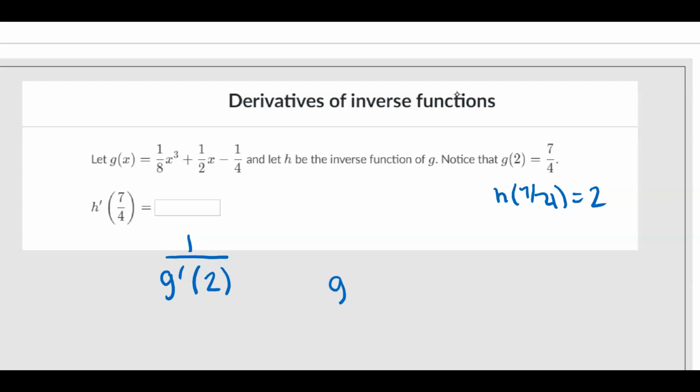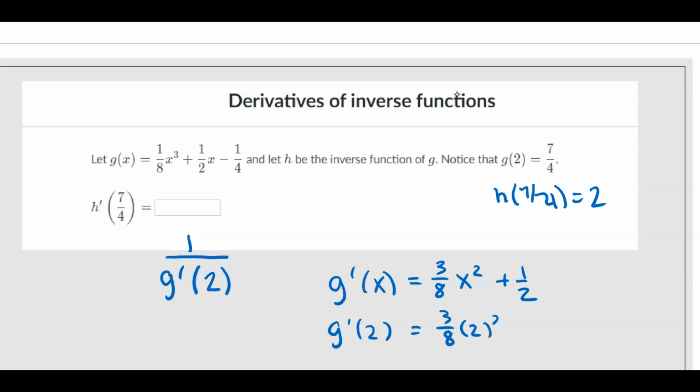So that means that I need g prime of x. So the derivative of g would be 3/8 x squared plus 1/2. And then I'm going to find g prime of 2. So it's 3/8 times 2 squared plus 1/2. So 2 squared is 4. So you get 12/8 plus 1/2, which in terms of eighths would be 4/8. So you get 16/8, which is 2.